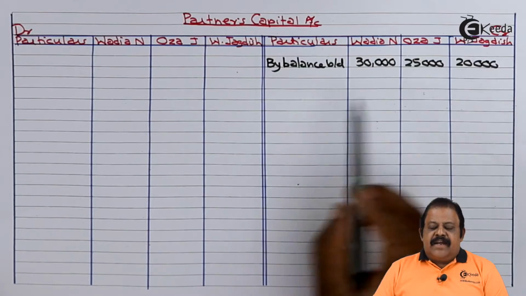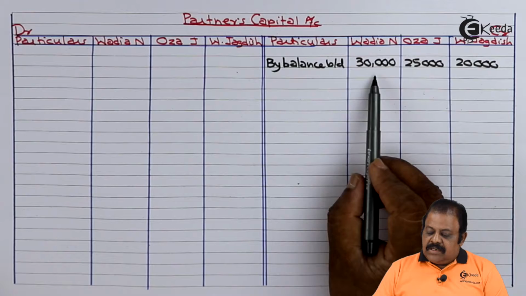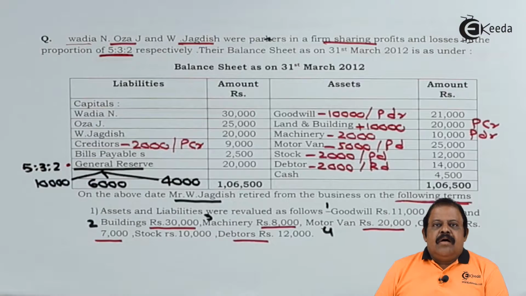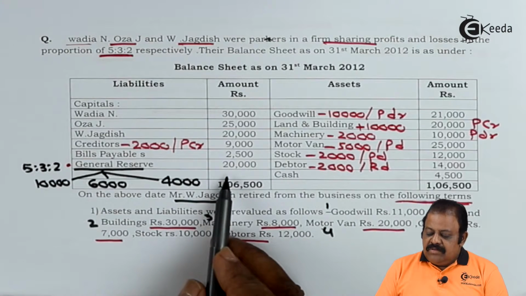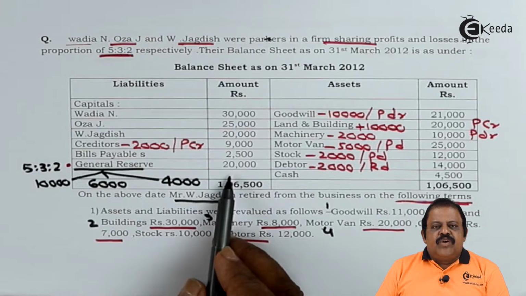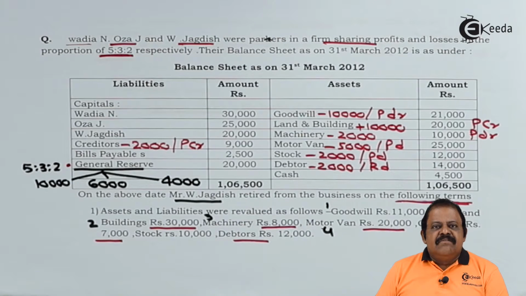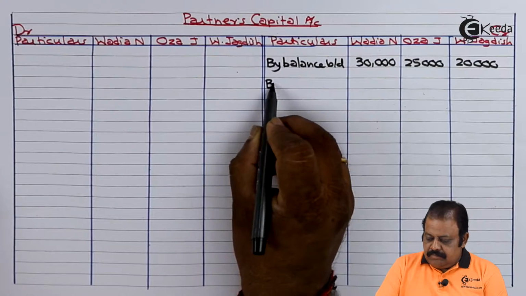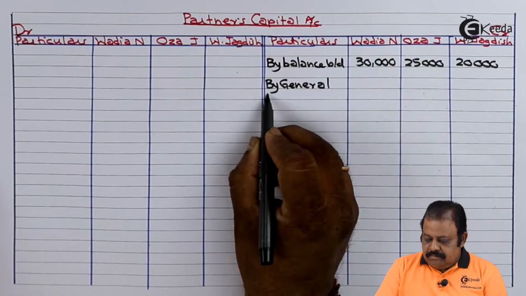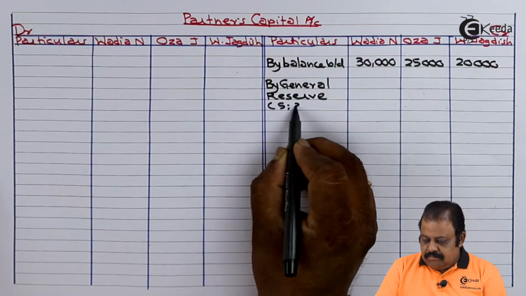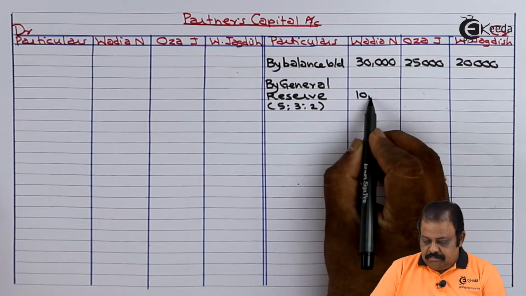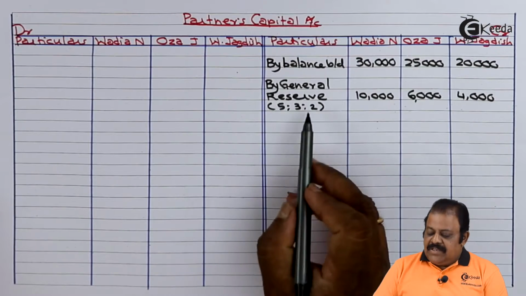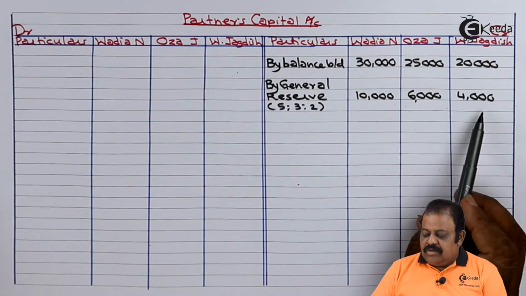Partners capital account credit side, by balance brought down, Wadia 30,000, Oja 25,000, Jagdish 20,000. On liability side, we have general reserve 20,000, which will be transferred to partners capital account on credit side in their profit sharing ratio, that is 5:3:2. By general reserve 10,000, 6,000, 4,000.